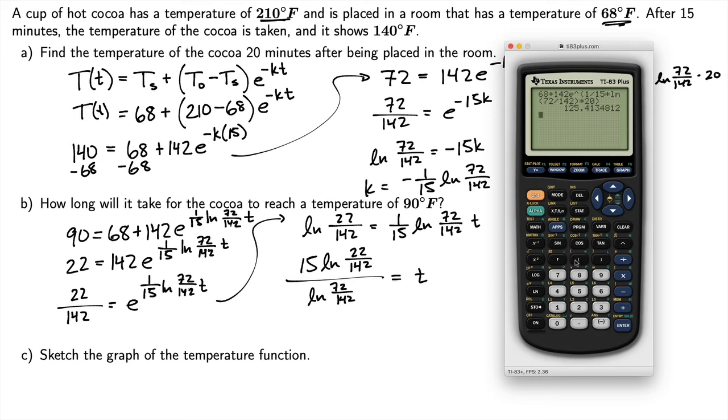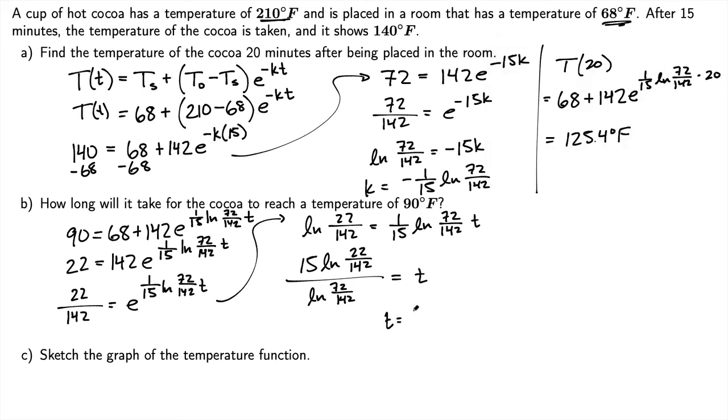So we've got this nice big fraction. I'm going to use some parentheses here. I've got 15 and then natural log of 22 over 142, and that's my numerator. And divide it by the natural log of 72 over 142. And enter. Oh, and there we've got a problem. Let's go find the issue here. Oh, yep, had too many parentheses there. Closing. Delete. All right, and we get, we'll round this to the nearest tenth, 41.2.